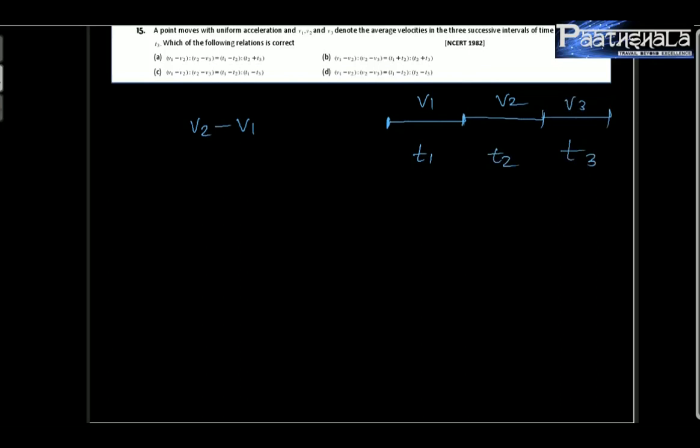The acceleration is the same, correct? And these are the average velocities. Acceleration is final minus initial. So what are they asking us to compare? They are asking us to compare change in velocities upon change in time. This is what they are asking us to compare. Correct.